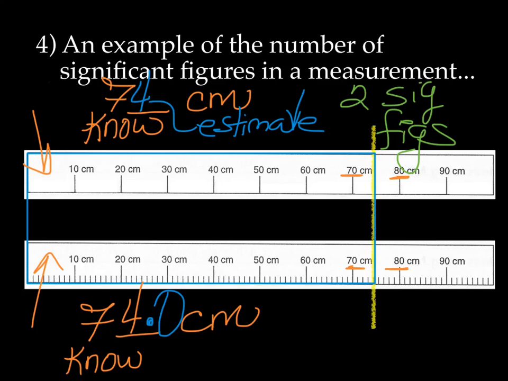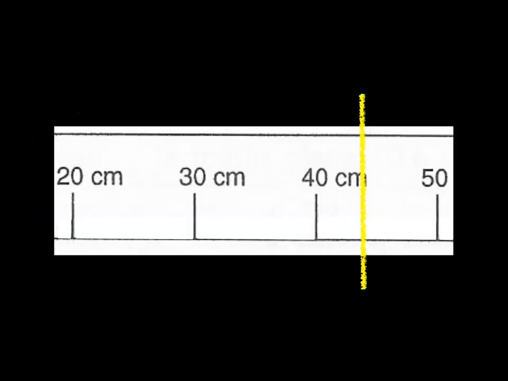How many sig figs now does the lower number have? I come up with 3 sig figs. So now, even though we basically got the same measurement for both rulers, 74 and 74, the bottom one shows that we're more confident about the number because there are 3 sig figs there. All right, hopefully this is becoming a little bit clearer. We will try a few more examples.